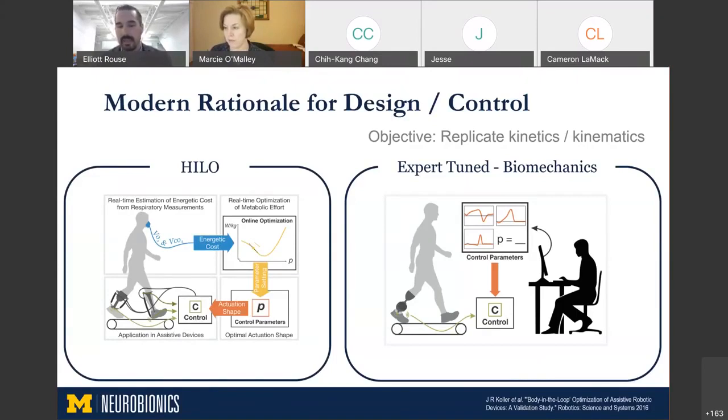tune based on biomechanics, the controller is tuned automatically based on a physiological objective function, which is often metabolic cost. So the system is really tuning itself to reduce the metabolic cost of the wearer. And there have been some very successful studies that have come out with this approach.